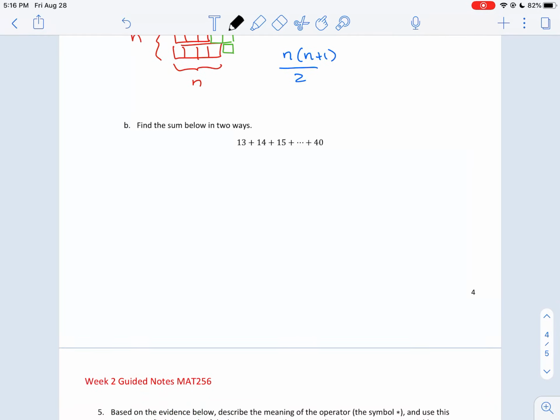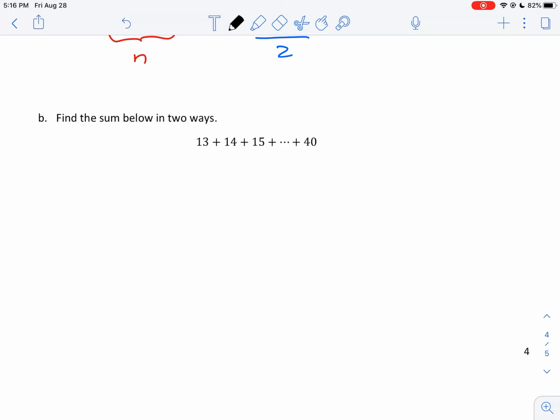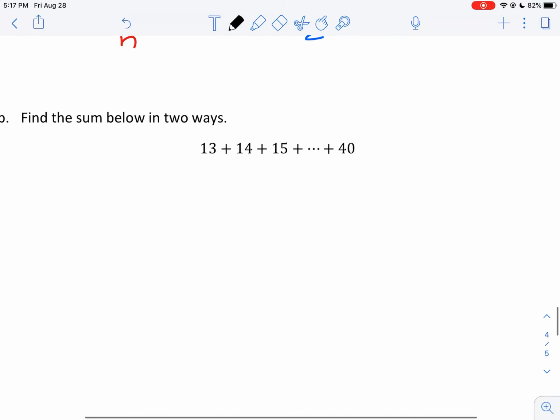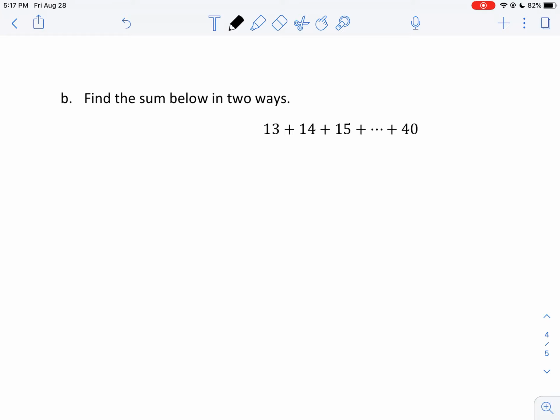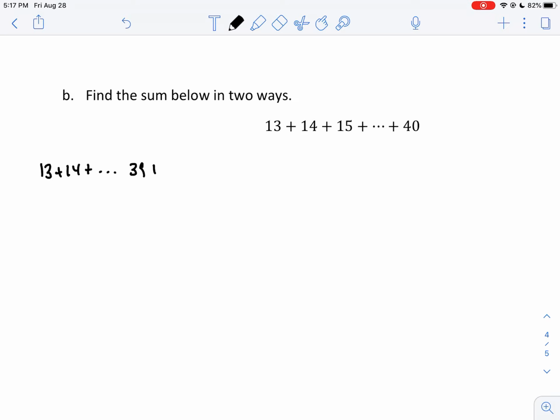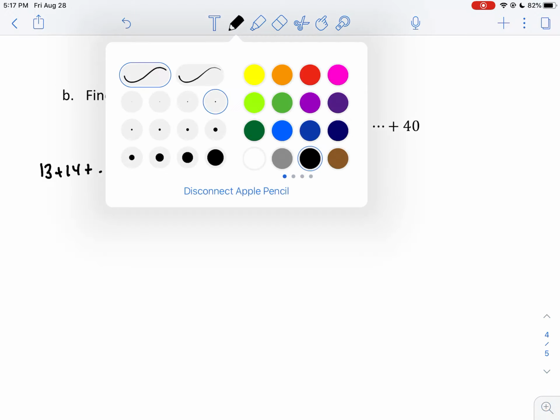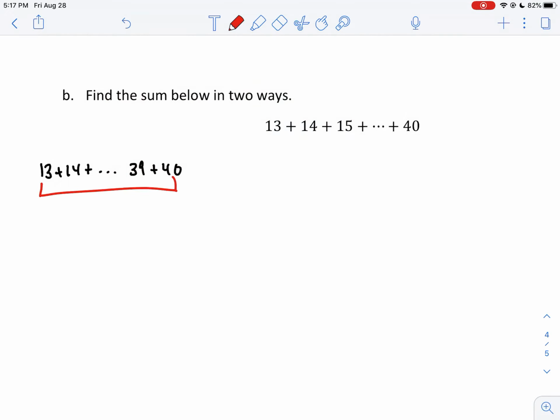All right, find the sum below in 2 ways. Okay, let's go ahead and do this in 2 different ways. I'm going to put the numbers here, but I won't write all of them. This ends at 40, but the second to last one was 39, and then the last one was 40. Notice this trick of pairing. If I do 13 plus 40, I get 53. If I do 14 plus 39, I also get 53.